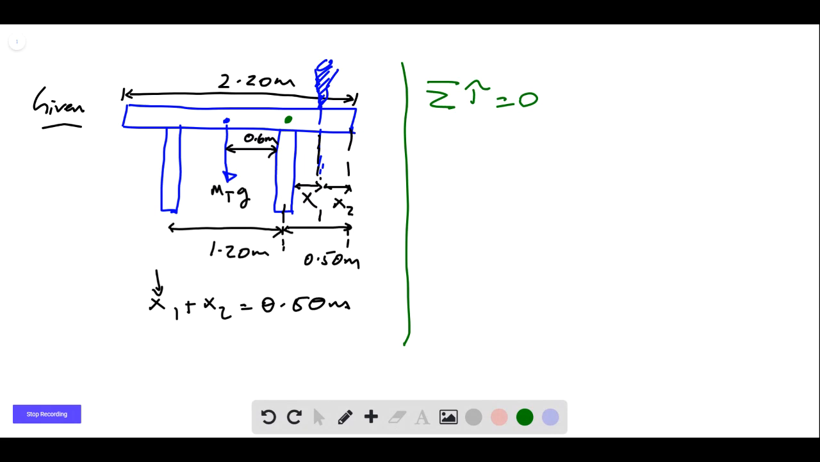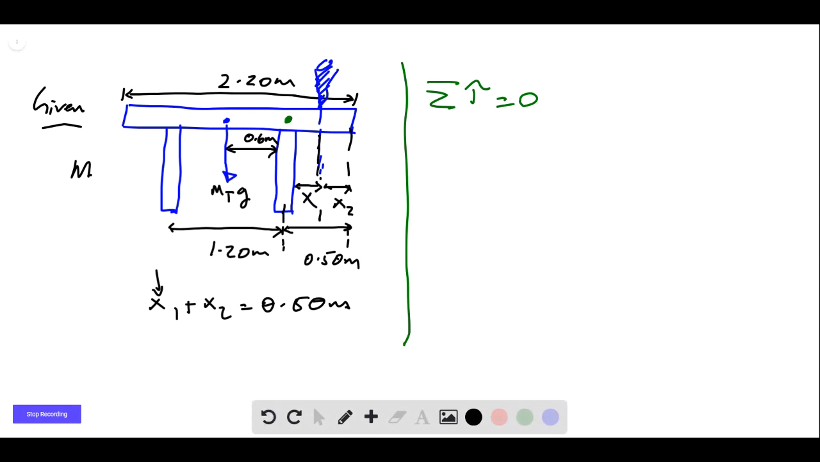We're also given some other pieces of information: the mass of the table, mt, equals 24 kilograms, and the mass of the person, mp, equals 66 kilograms. That's the information that's given.